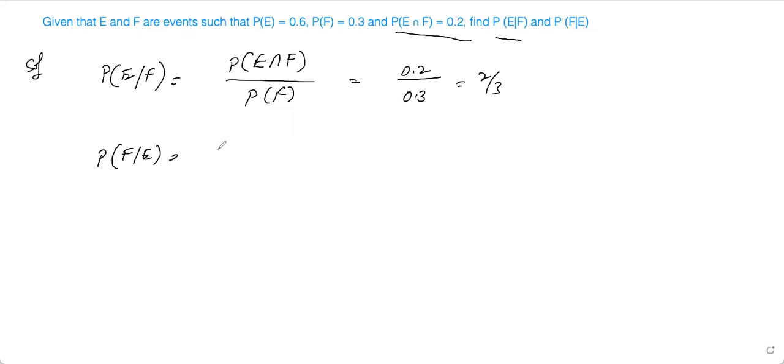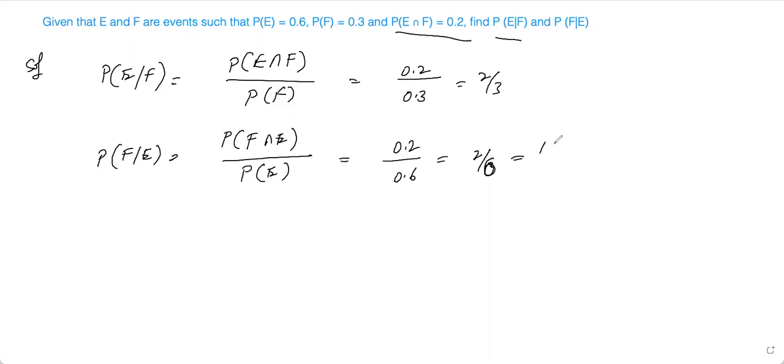Let us find P of F given E. Again, here it is P of F intersection E or E intersection F by P of E, which is equal to 0.2 by 0.6, which is 2 by 6, or 1 by 3. So we got P of F given E.